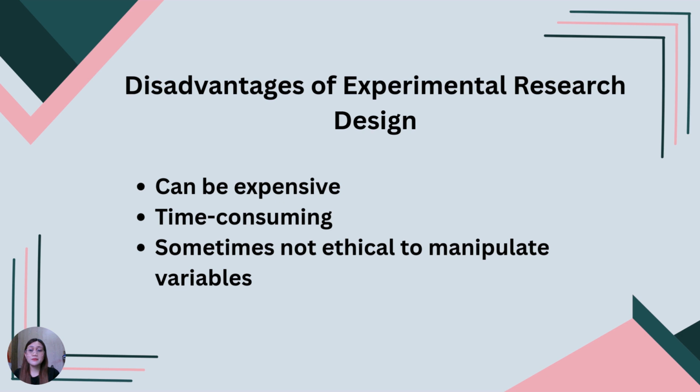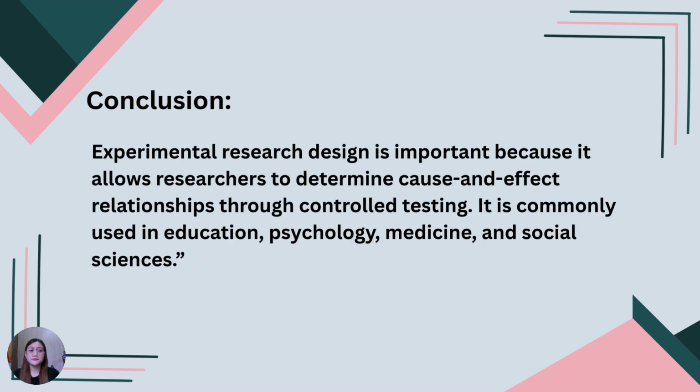So, despite these limitations, experimental research design remains one of the most powerful research methods, especially in the fields of education, psychology, medicine, and social sciences. Conclusion: experimental research design is important because it allows researchers to determine cause and effect relationships through controlled testing. It is commonly used in education, psychology, medicine, and social sciences.